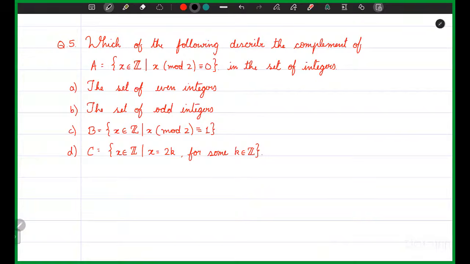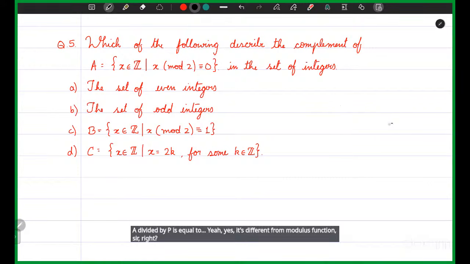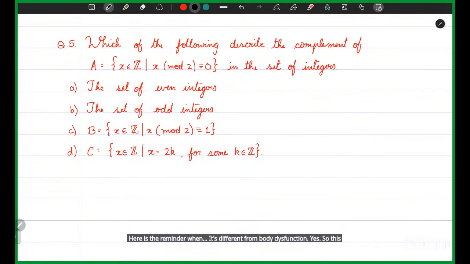Sir, why have you put mod 2 in brackets? That is one of the ways we usually do it, but in general, in the question, it's just normal x mod 2. Is it a modulus function or a modulo function? It's a modulo function. A mod B is the same thing as saying A divided by B gives you K as the remainder. It's different from the modulus function. So this is modular arithmetic.